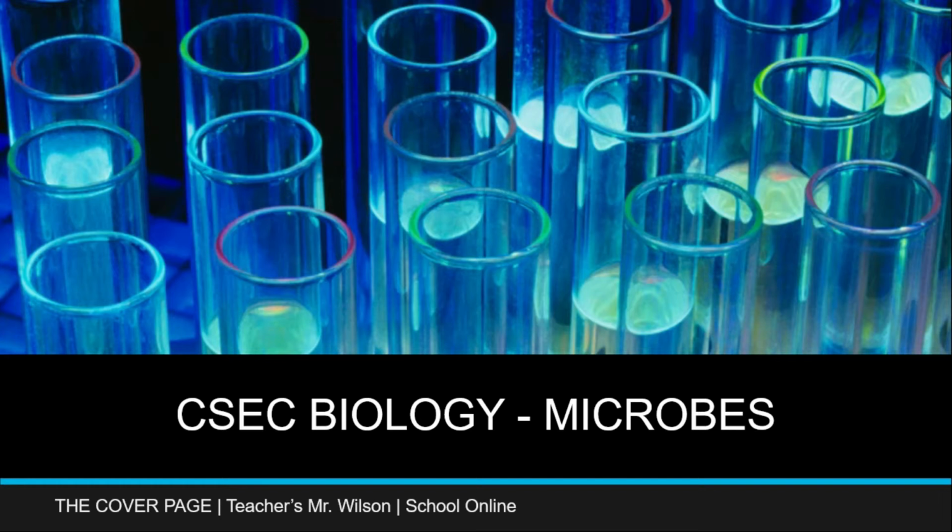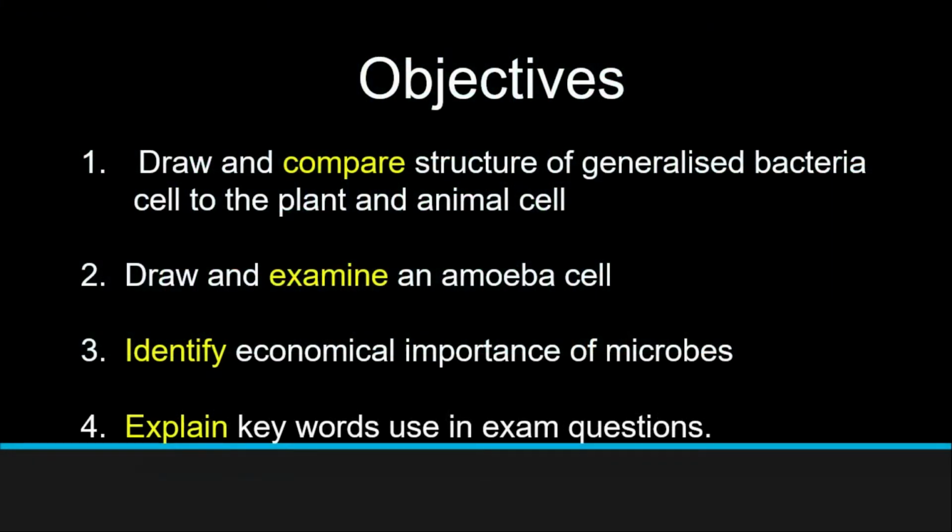Now, let's go. So today, as stated, we will be looking at microbes. Objectives of today: draw and compare structure of a generalized bacterial cell to the plant cell and animal cell. So we're going to be comparing the plant cell and animal cell to the bacterial cell. We want to also draw and examine an amoeba cell. We want to identify economical importance of microbes, and we want to look at some keywords used in the exam.